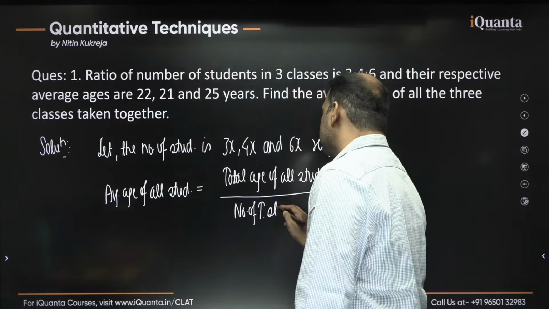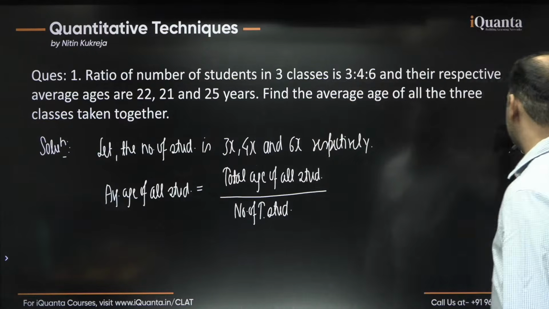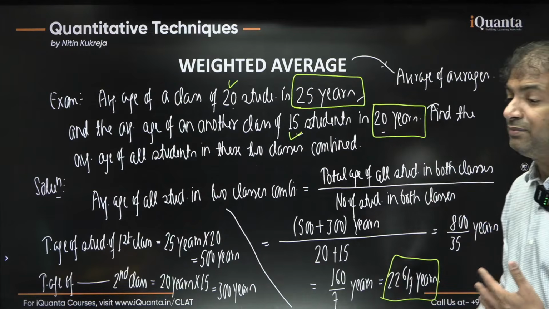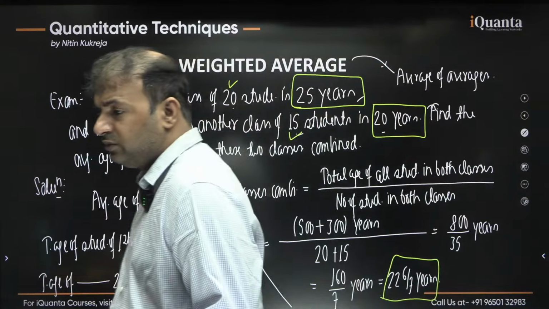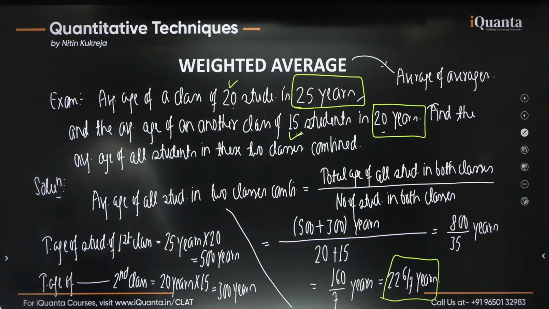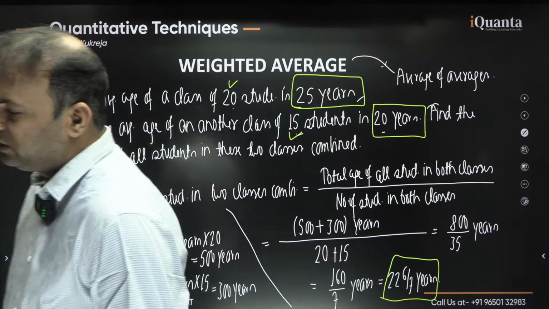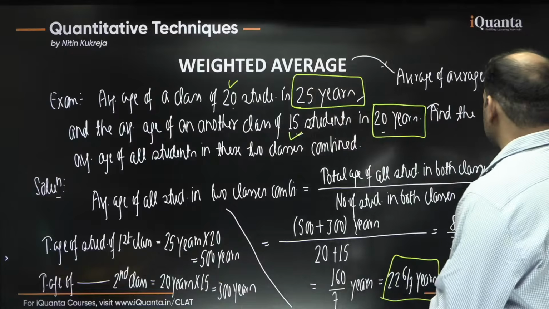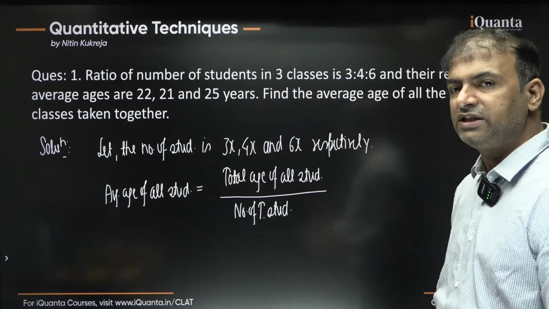So guys, just like the last example, we can find out the total age of all the students and the number of students also, right? But yes, we do not have the exact data. Don't worry, we'll do it in the variables. And I'm sure you will see in a few minutes that the variable will get just cancelled out, alright?